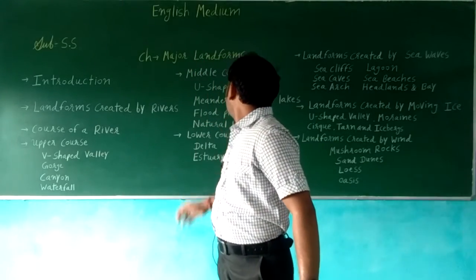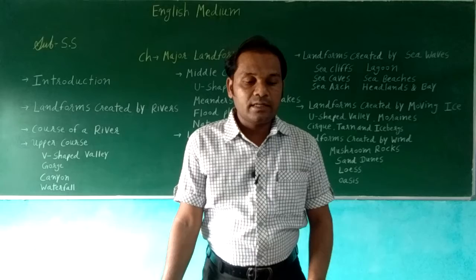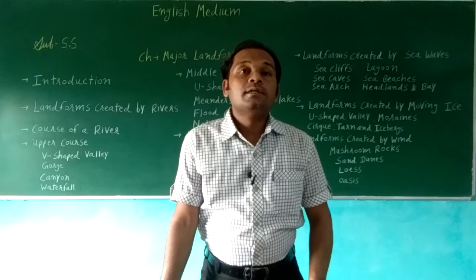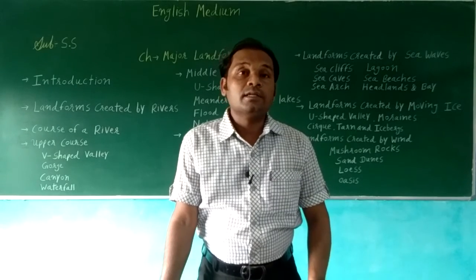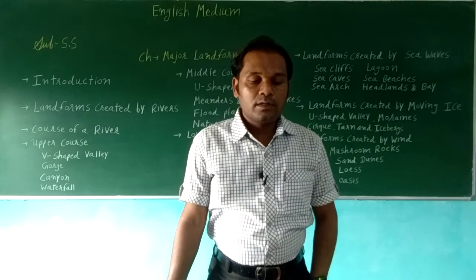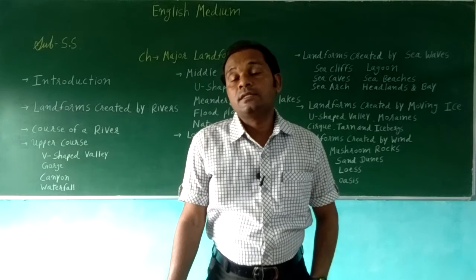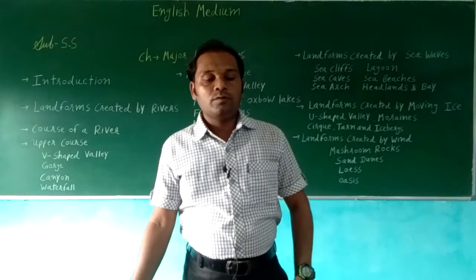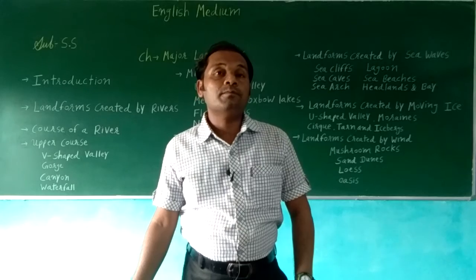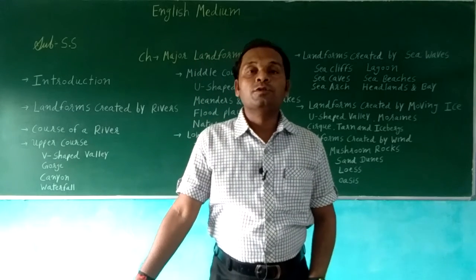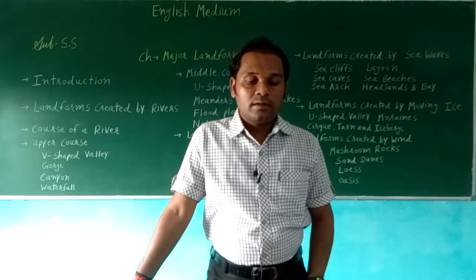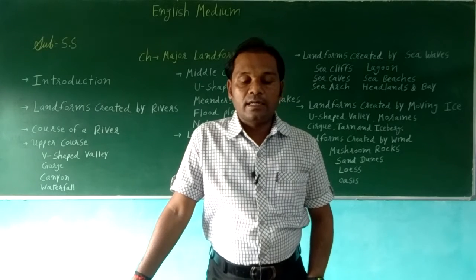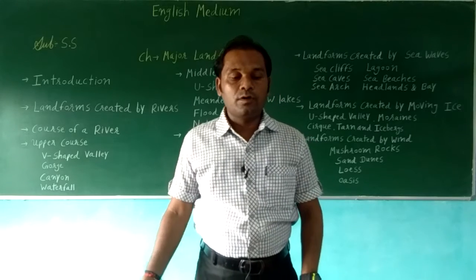Natural levees. Natural levees are elevated slopes formed due to deposition of sediments, silt and other materials close to the river bank over a long time, and these natural walls help direct the flow of the river. That is for natural levees.